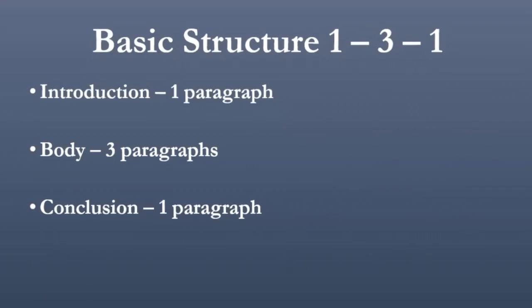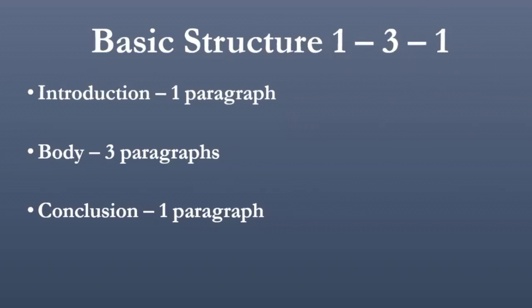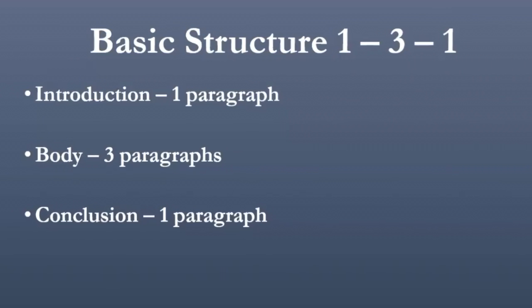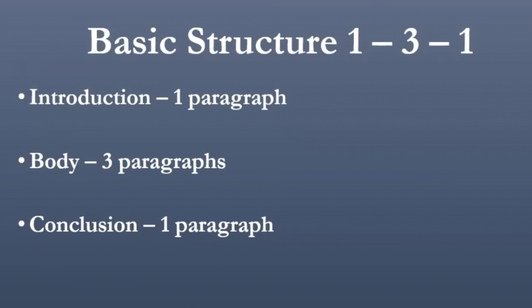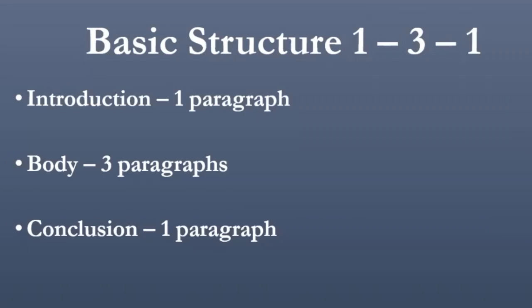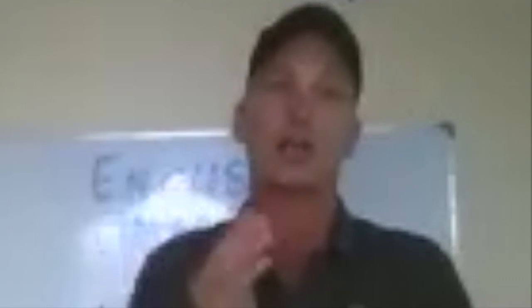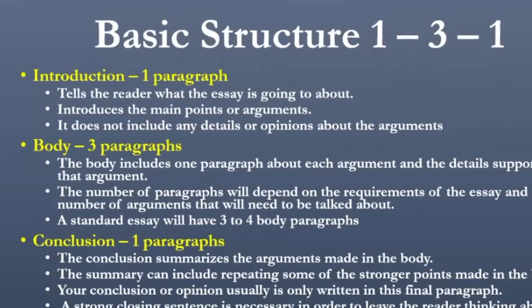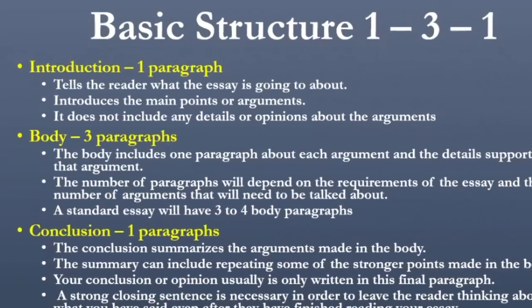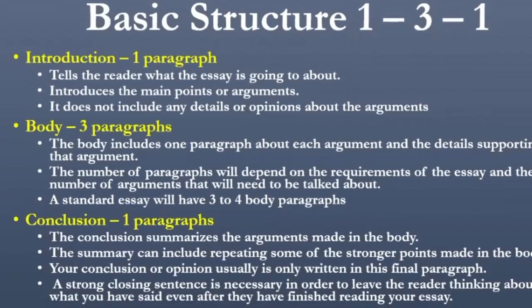So the basic structure of what we have is a 1-3-1. And what that means is your introductory section will have 1 paragraph, your body section will have 3 paragraphs, and your conclusion section will have also 1. So it becomes a 1-3-1. So let's go over what each one of these is, what's included in each. The introductory section is 1 paragraph, and it'll tell the reader what the essay is going to be about.